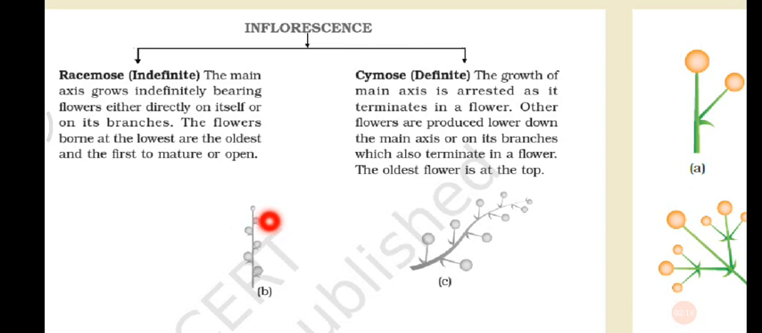So when I say racemose, you have only 2 points in your mind. Number one, the peduncle growth will be continuous, the peduncle keeps growing. The second one is that the flowers are acropetalous. That means older flower at the base and younger flower at the tip. So this is the basic characteristic of racemose.